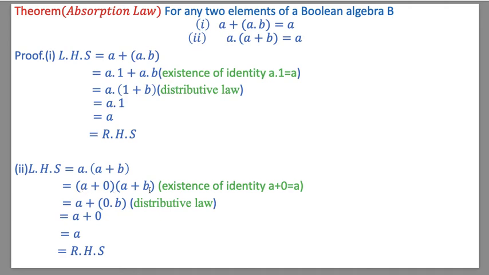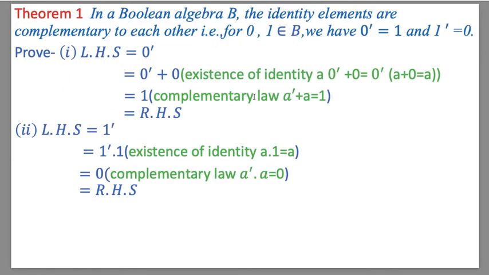It is equal to A plus 0 into B by distributive law. This is by existence of identity: A can be written as A plus 0. And by distributive law, A plus 0 into B. As 0 into B is 0, so A plus 0 is A by existence of identity element. So this is equal to the right hand side. So it means A dot (A plus B) equals A.